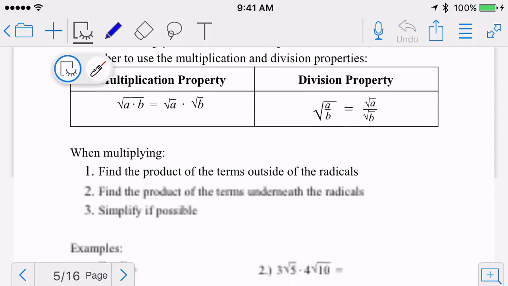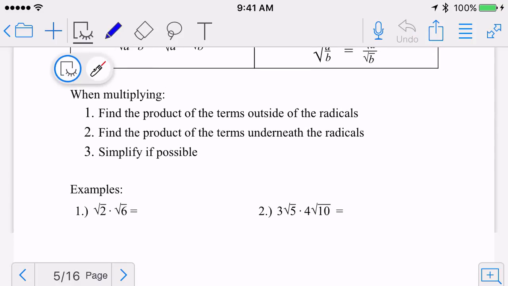So when we are multiplying, here are the things that you're going to follow. You want to first find the product of the terms that are on the outside of the radicals. And then find the product of the terms that are underneath the radicals. And then finally simplify if you can. So let's look at some examples here.